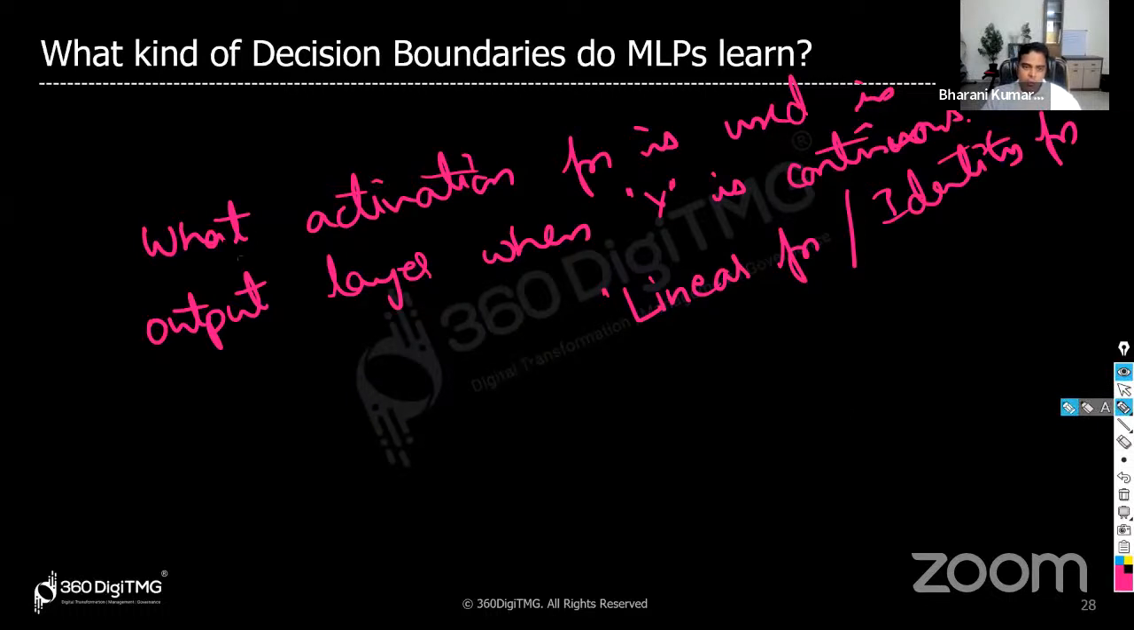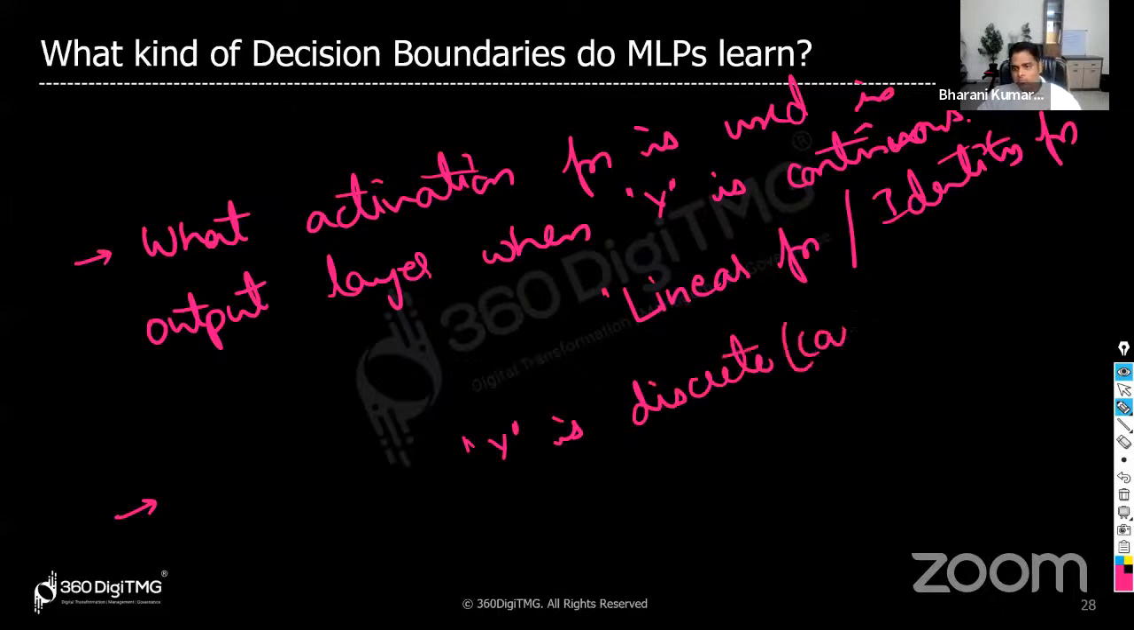Next. What activation function do we use when your output variable is discrete or categorical in 2 classes?